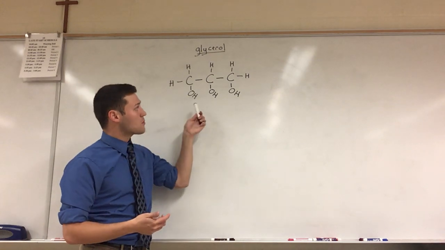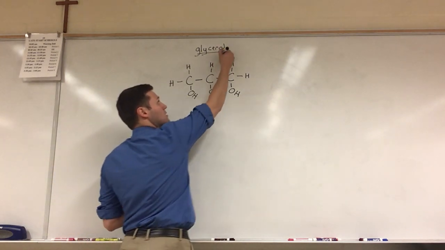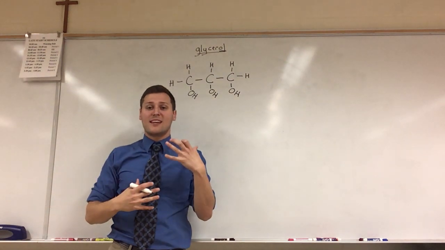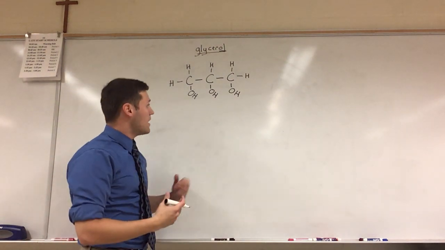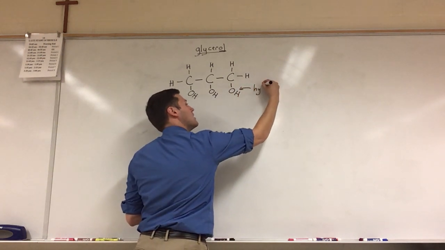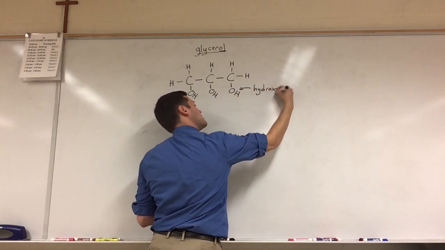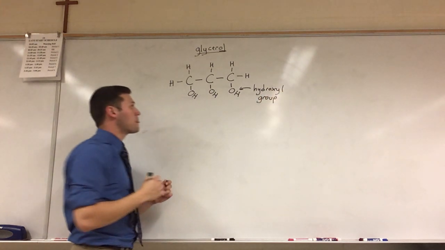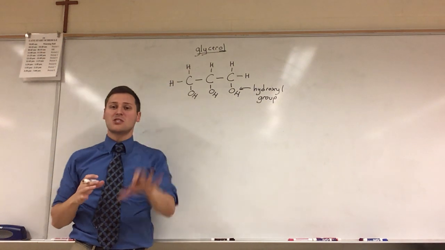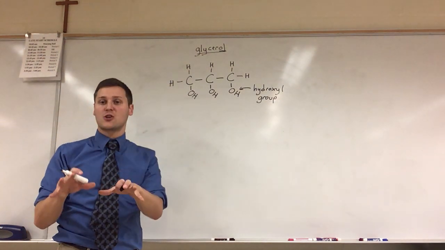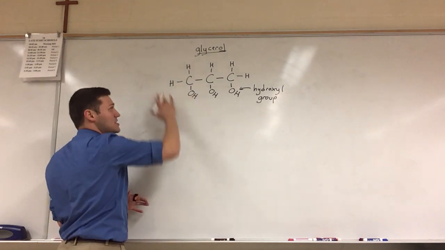But glycerol, if it ends in an -ol, that basically means that it is an alcohol molecule, and alcohols have hydroxyl groups. So a hydroxyl group. Now, if we wanted to take glycerol and make it glyceraldehyde, we have to change one of the functional groups, or one of these carbons.